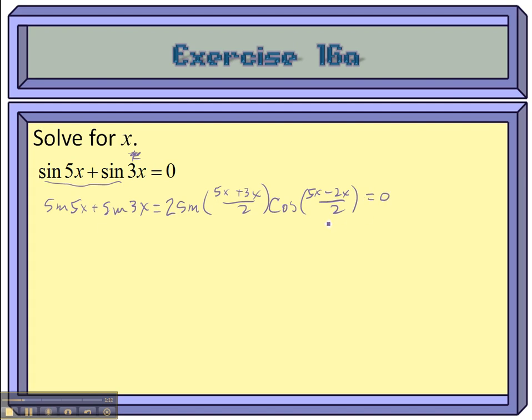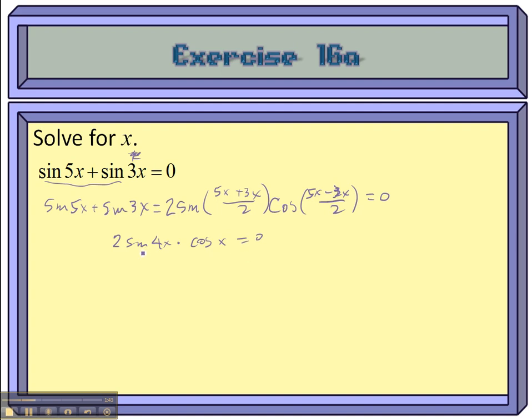Do some simplifying. So 2 sine, I have 5x plus 3x is 8x divided by 2 is 4x, times the cosine of 5x minus 3x. I'm going to go ahead and switch that to 3x because that's what the problem has. So 5x minus 3x is 2x divided by 2 is just x, equals 0.